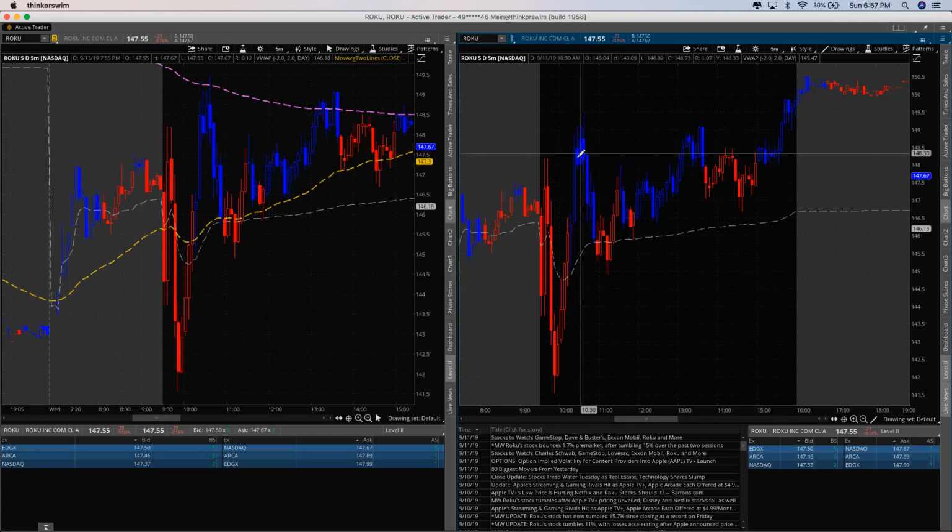So guess what? All the shorts are fearing that it's going to go higher, and the people that are long at 146.50 are getting greedy for bigger point moves. This is how the market works: fear versus greed. That's it. But I've seen this pattern so many times in Roku, it's actually crazy.